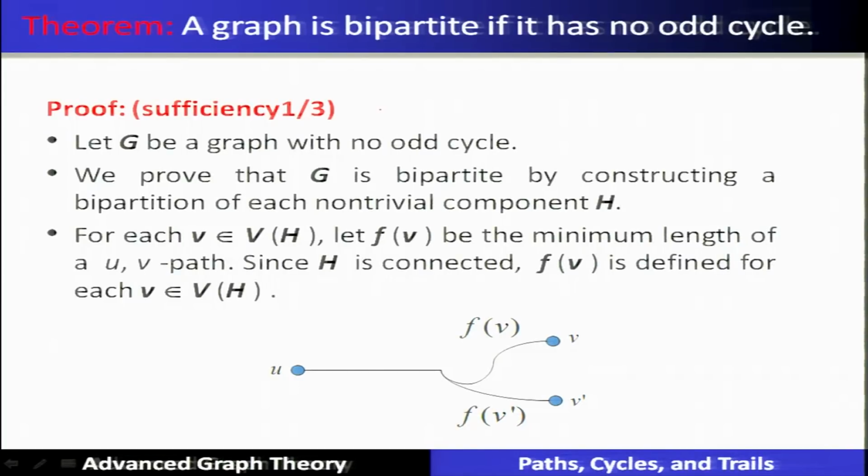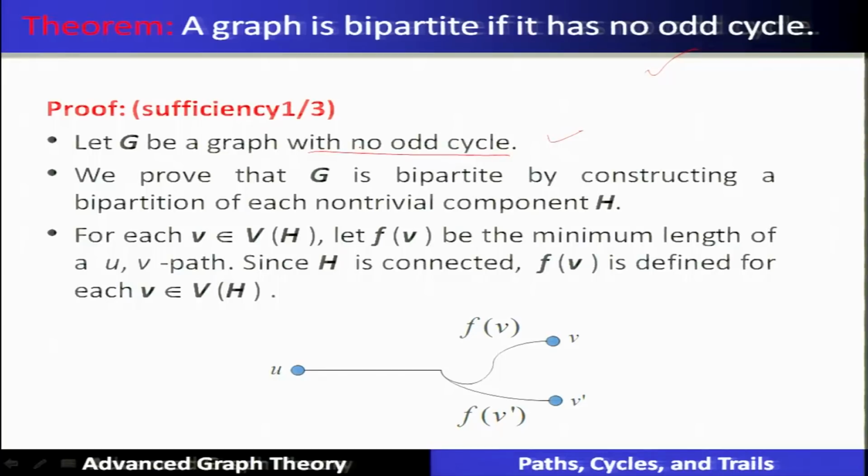Let us prove the sufficiency condition first. The graph is bipartite if it has no odd cycle, and we assume a graph with no odd cycle. So here we assume the graph with no odd cycle, and we have to prove that this particular graph, which does not have any odd cycle, is a bipartite graph. This is the sufficiency condition. So here we prove that the graph G is bipartite. How can we prove G is bipartite? We have to come up with a bipartition, the construction of a bipartition. So we prove G is bipartite by constructing a bipartition of each non-trivial component H.